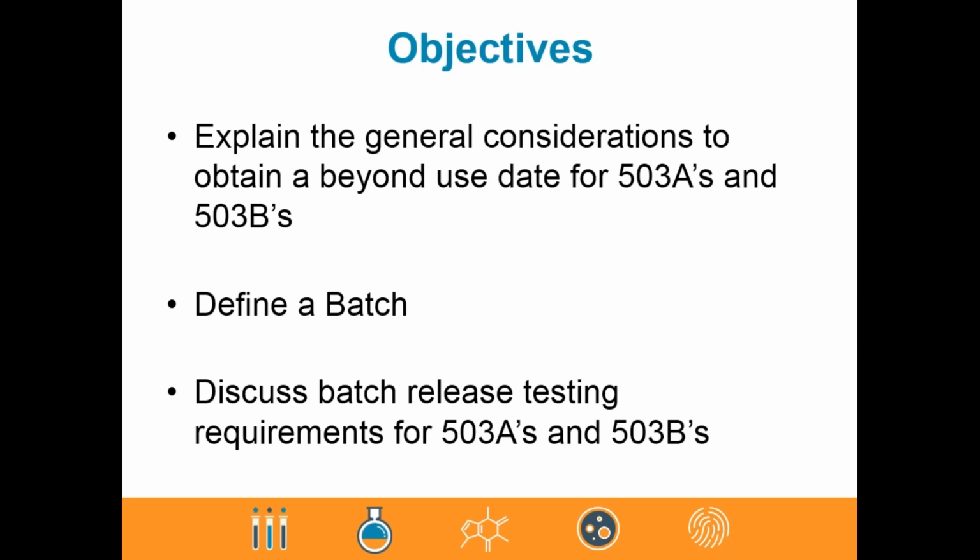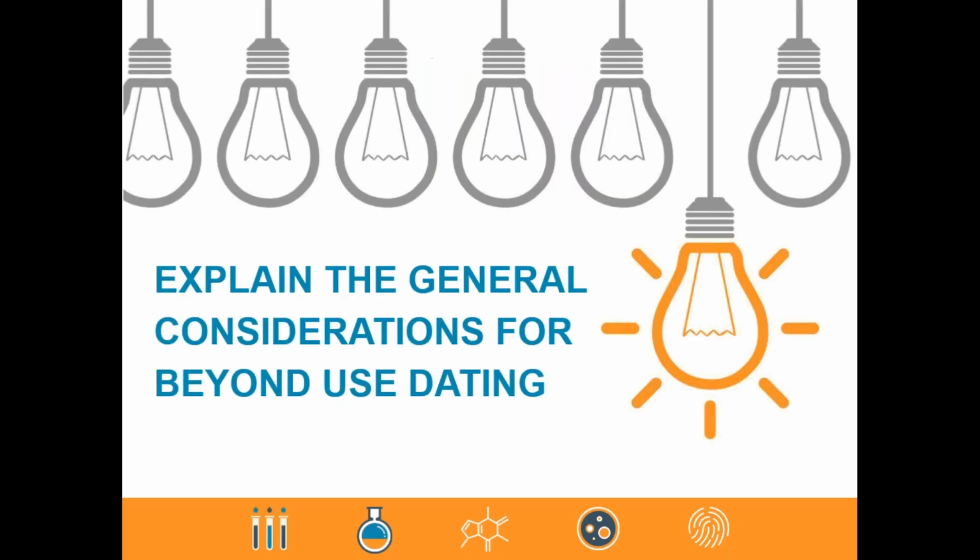So we are going to talk about, in this order, beyond use dating. What is a beyond use date? How do you know if you need one? How do you go about getting one? Talk about how to define a batch, and then we'll talk about the batch testing, release testing requirements for 503As and Bs.